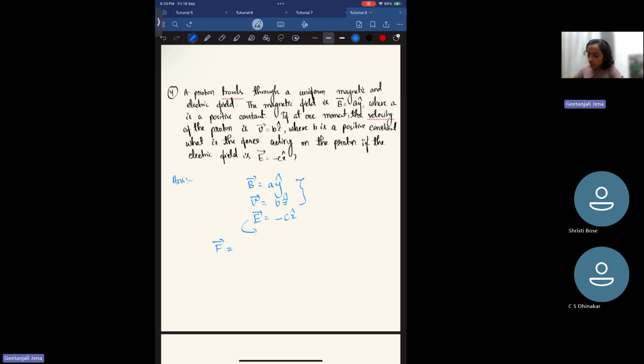So the force will be q E plus v cross B. Q times E is minus c x cap, plus v cross B will give a b. Y cap, z cap cross y cap will give minus x cap. So that means the force is minus q x cap times (c plus a b).